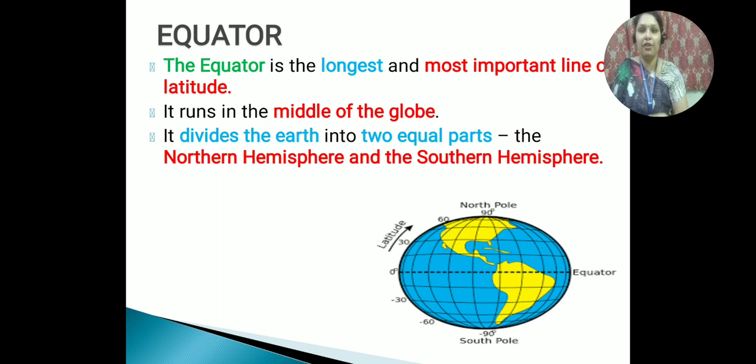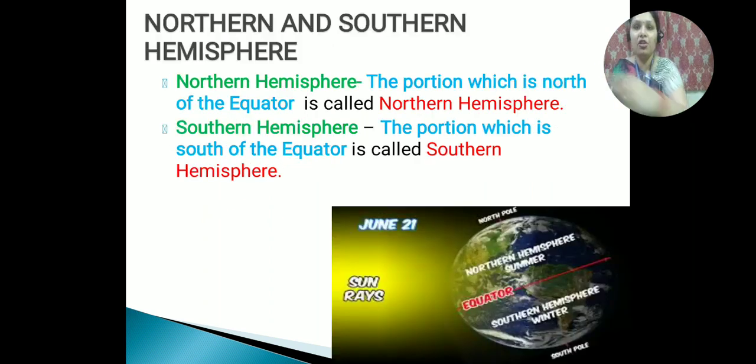Going further, if we talk about the northern hemisphere and southern hemisphere, a question may arise in your mind: what is the northern hemisphere, ma'am? What is the southern hemisphere, ma'am? To make it clearer, I will show you. First of all, we will go to the northern hemisphere.